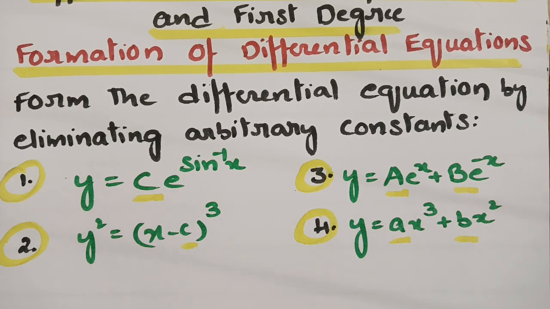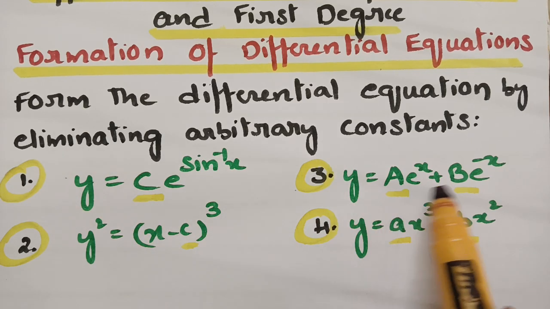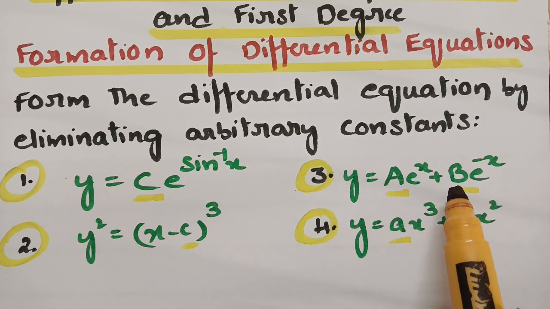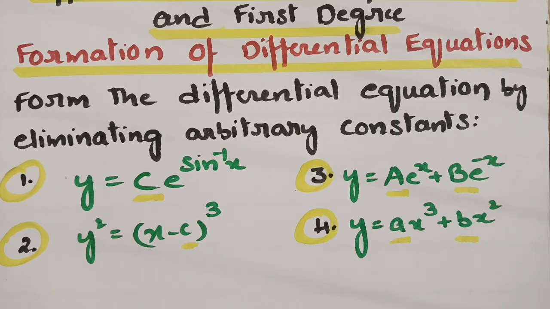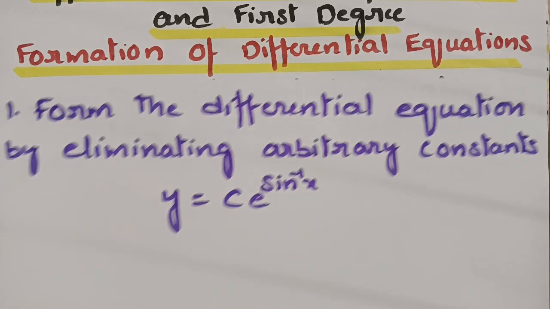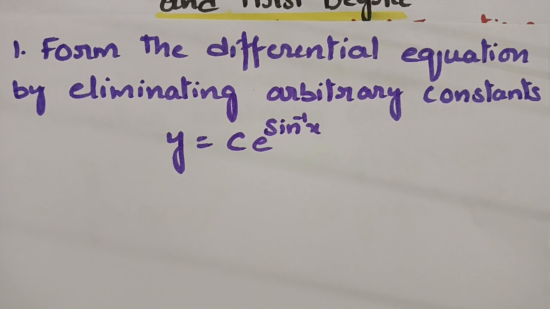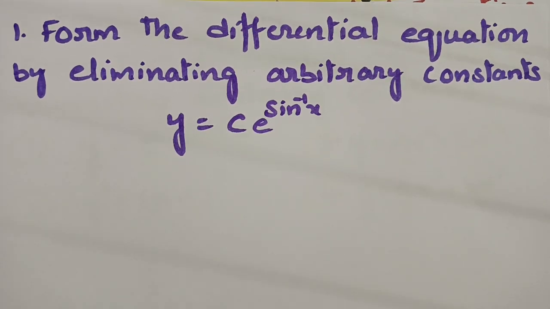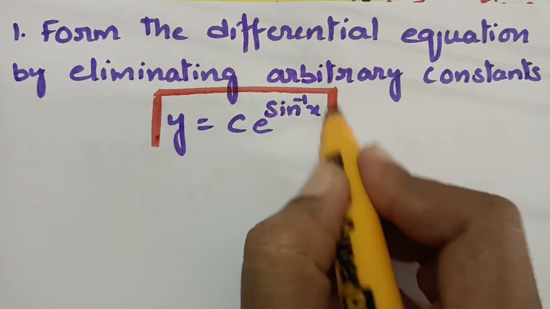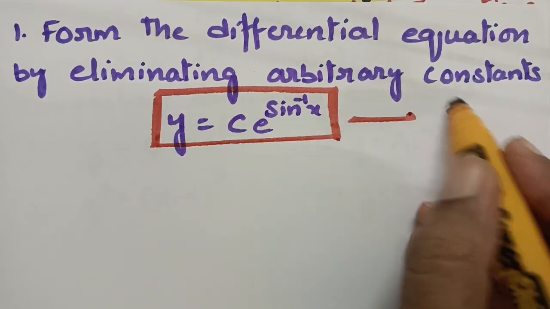So how to form these differential equations? We have to eliminate the constants. How to eliminate? We have to make a differentiation with respect to x. If there is one constant, you have to differentiate once. If there are two constants, you have to differentiate two times. If there are three, you have to differentiate three times. So here is the first question, where we have to form the differential equation by eliminating the arbitrary constants. This is equation 1.